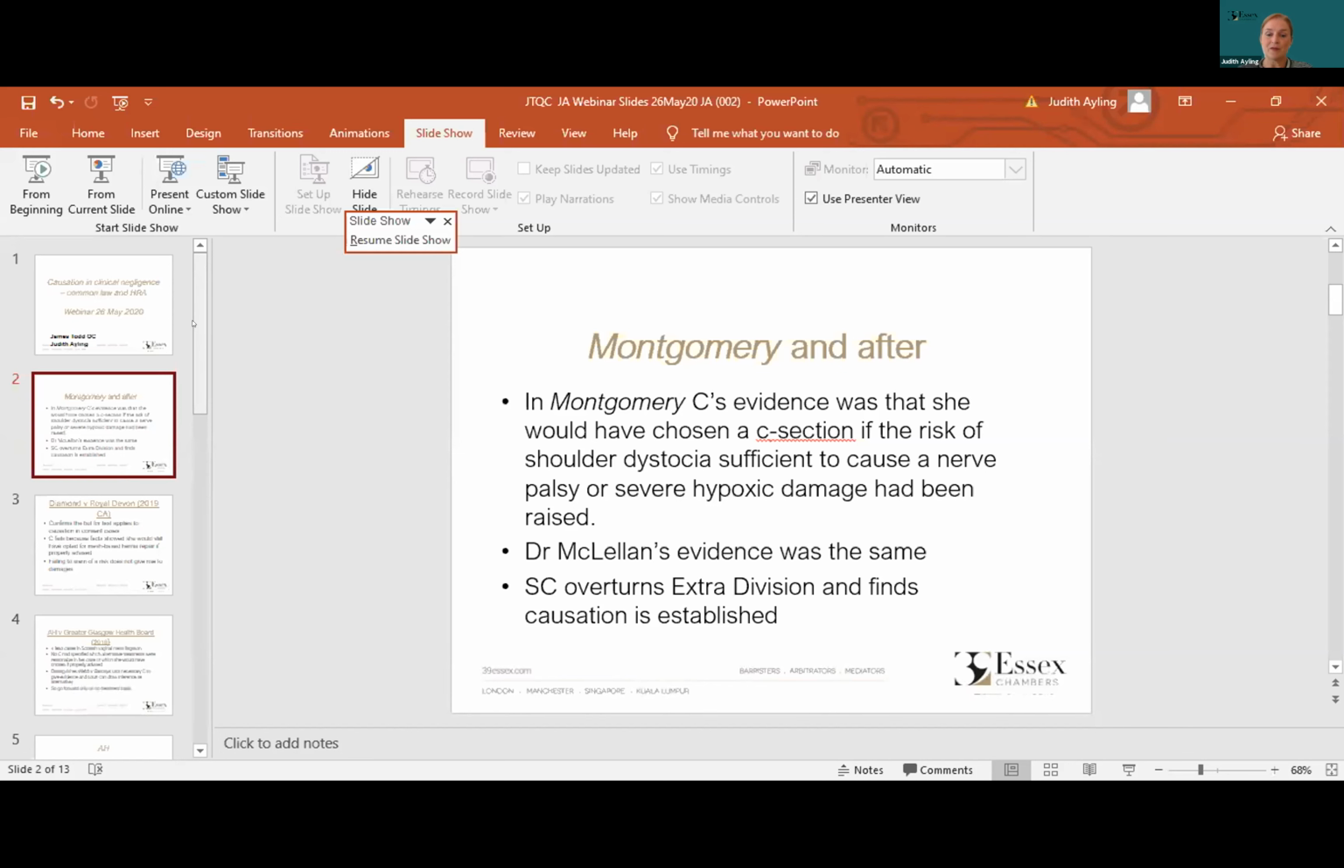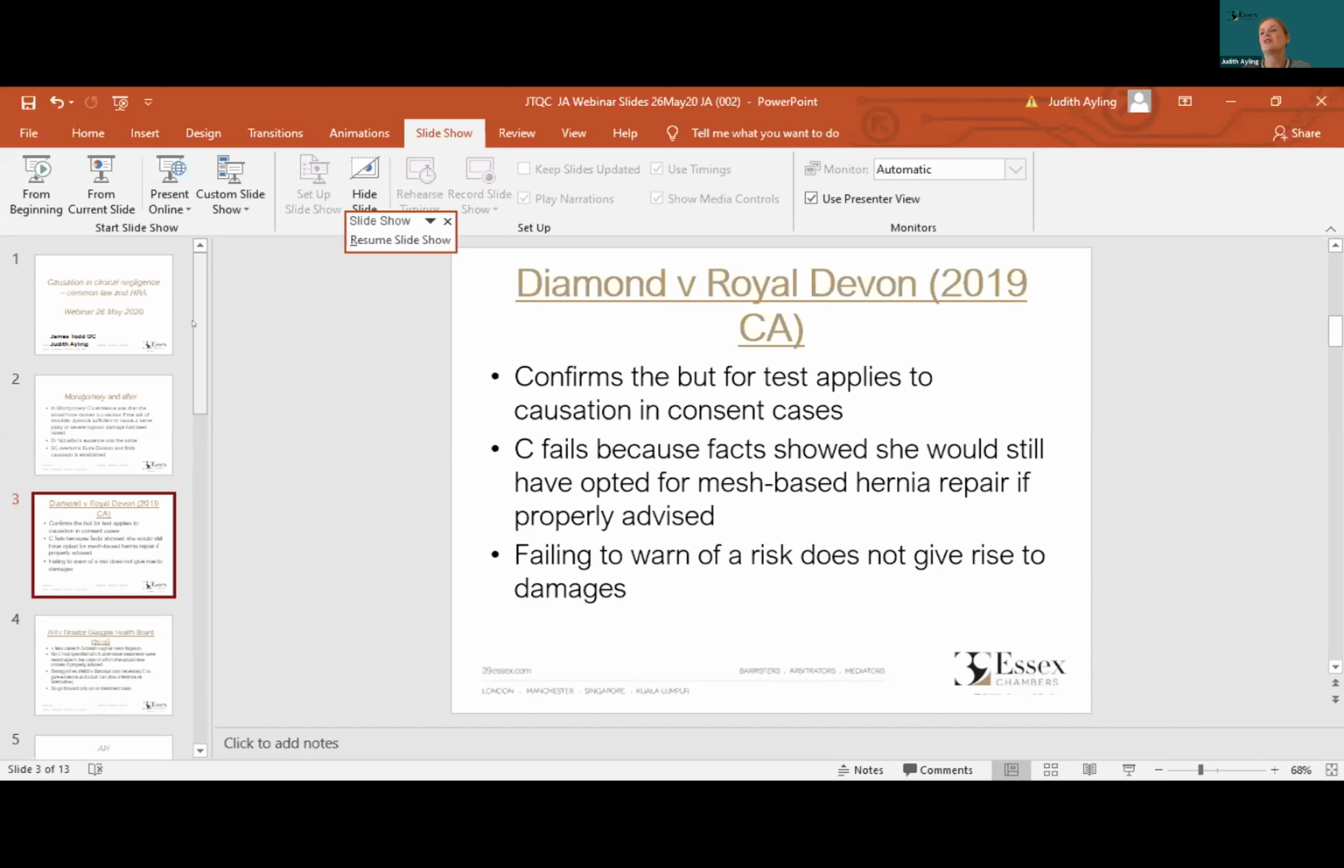which the claimant opted for. Now, the claimant gave very persuasive evidence that she would have opted for the surgical repair if she'd been advised of all the risks, including the risk that it might affect a later pregnancy. But what the judge found at first instance, and this was upheld by the Court of Appeal, is that though she had come to believe that she would have gone for the surgical repair, in fact, at the time, given the advice she would have been given by the surgeon about the risks of the alternative, she wouldn't have opted for anything other than the mesh-based hernia repair, which she had in fact had.